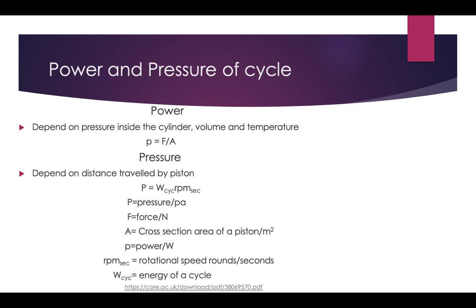Next is power and pressure of cycle. So power of cycle depends on pressure inside the cylinder, volume and temperature. Mathematically, pressure can be written as F divided by A, where F is equal to force in Newton and A is equal to cross section area of piston in meter square. And power depends upon distance traveled by the piston. So power can be written as W cycle into RPM second, where W cycle is equal to energy of a cycle and RPM second is equal to rotational speed in rounds per second.